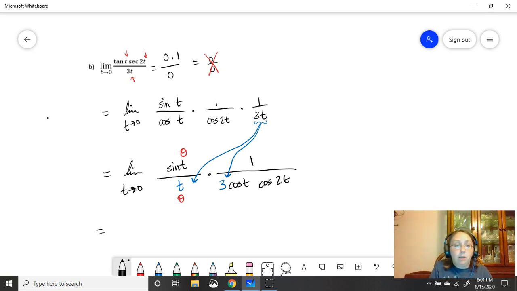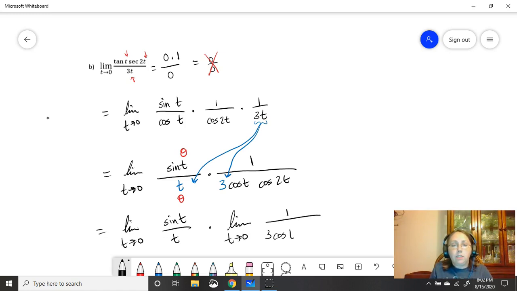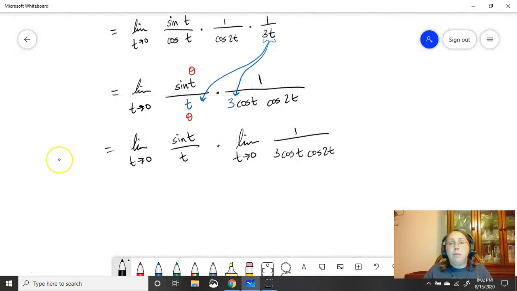If we take the limit of, let's see, sine of t over t, as t goes to 0, just pretend these are all thetas. Our formula applies there. Times, we're going to take the limit of the second fraction, 1 over 3 cosine of t, cosine of 2t. Okay. I'm writing down a lot more than you really need to. You can shorten this. I'm trying to show you all the details so that you understand what's happening, I hope.